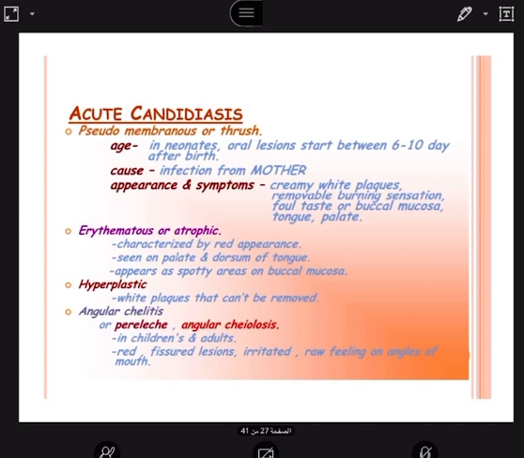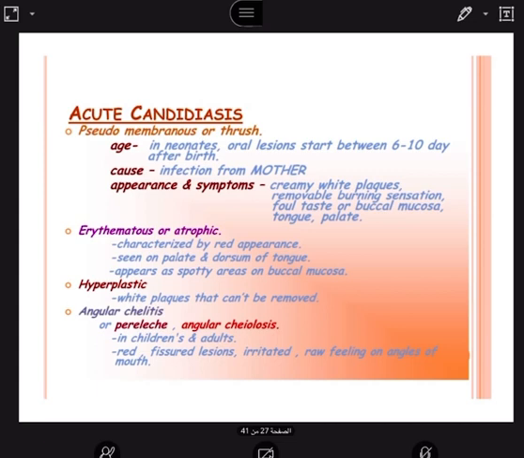Appearance and symptoms, you will find classic creamy white plaques. Okay, removable, but it will cause a burning sensation. So this one you can easily remove. That's why, when you wipe it off, it will actually come off, but it will cause a classic burning sensation for the infant. Foul taste is seen, and you will find the lesion on the buccal mucosa, neck, and palate. Okay, so this is with regard to oral thrush.